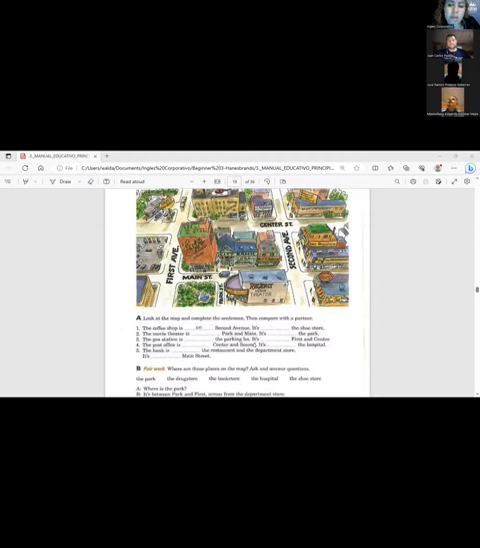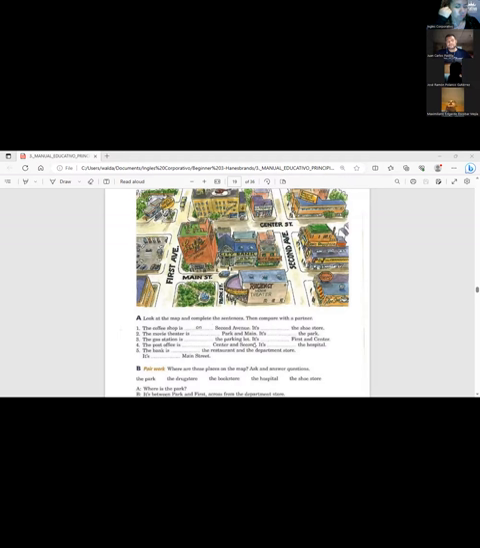What else? Across from the post office. It's across from the post office. And across from the drugstore. Good. What can you tell me about the hospital?